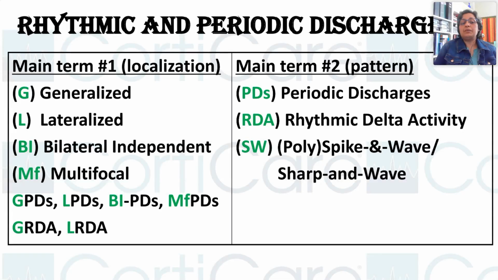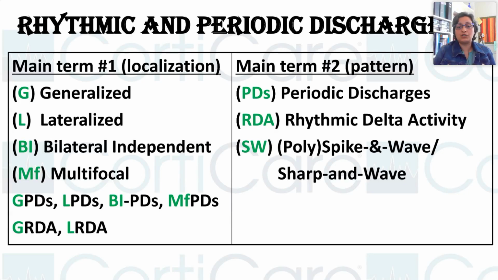The 2021 terminology has two main terms. Now you use these two terms along with each other. You're using term 1 and term 2 in any combination. So we have generalized, lateralized, bilateral, independent, multifocal. This is based on the localization where the pattern is present.